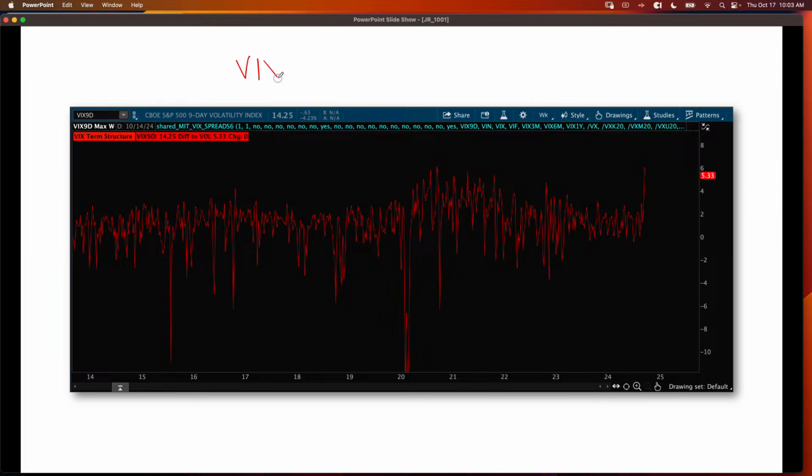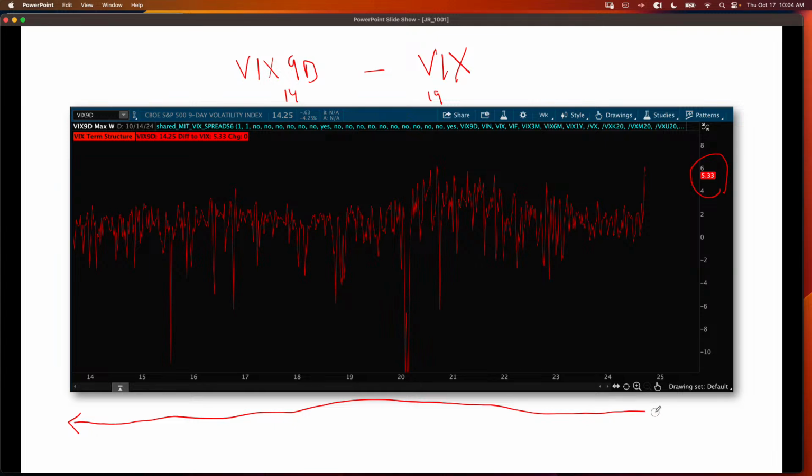This is just VIX minus VIX 9D, excuse me. It's the opposite, the other way around. You can see it's trading at 5.33. Why is that 5.33? Well, that's 14 and say 19. That's 5, right? 5.33, it's a little bit more than that. But look what I did, all the way back to 2013. Now, I know we're walking into an election, but I'm pretty sure we've had some elections in the last 12 years. Look at that right there, guys.